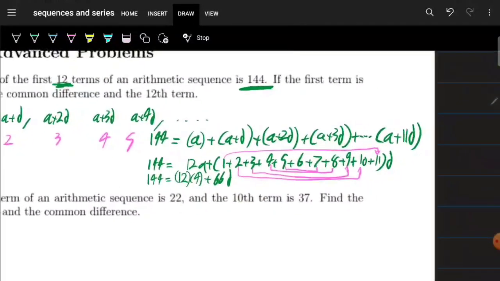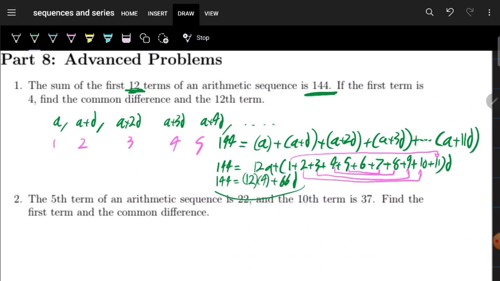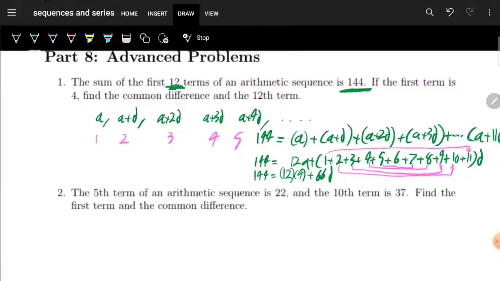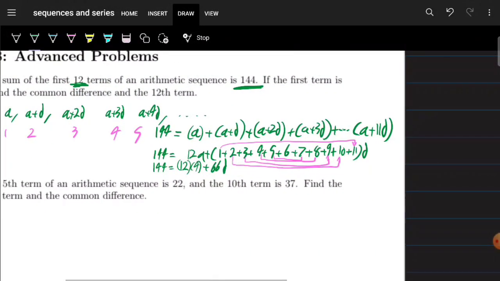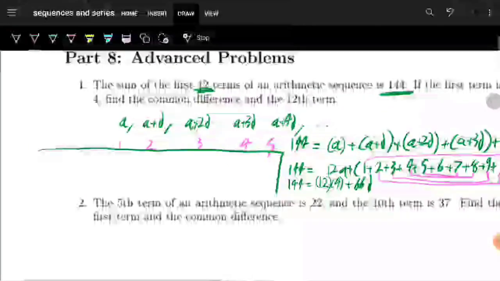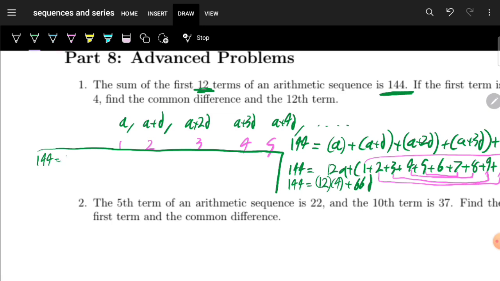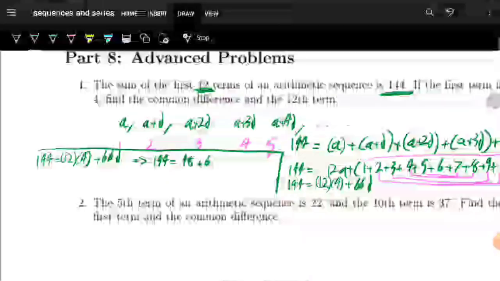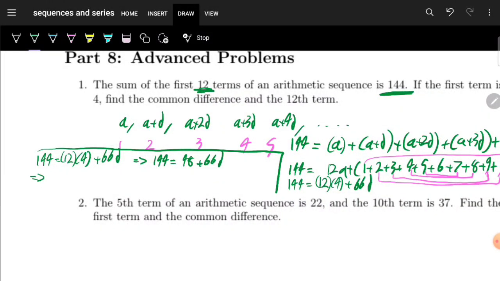Okay, altogether we have 66 d's. All right, now we just have a single unknown, d, which we can solve for here. So I'm going to make some room here and solve that equation. So our equation was 144 is equal to 12 times 4 plus 66d. All right, 12 times 4, that's 48, plus 66d. I'll subtract 48 from both sides.